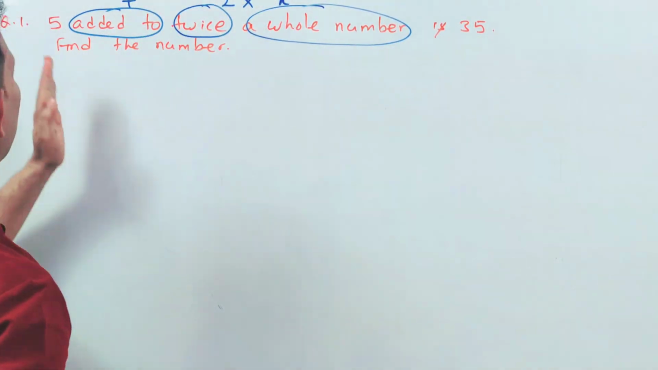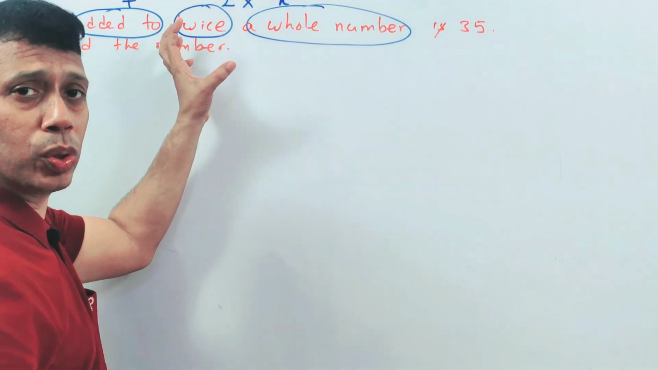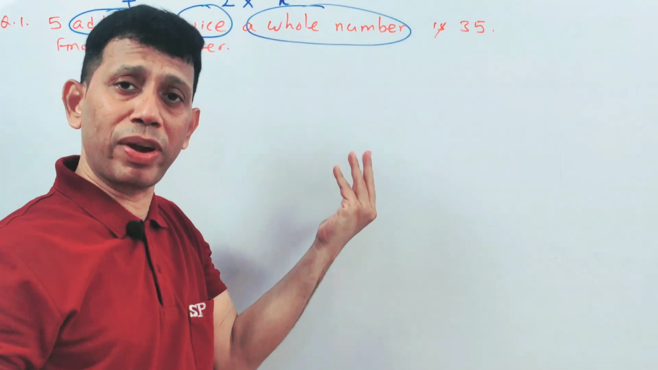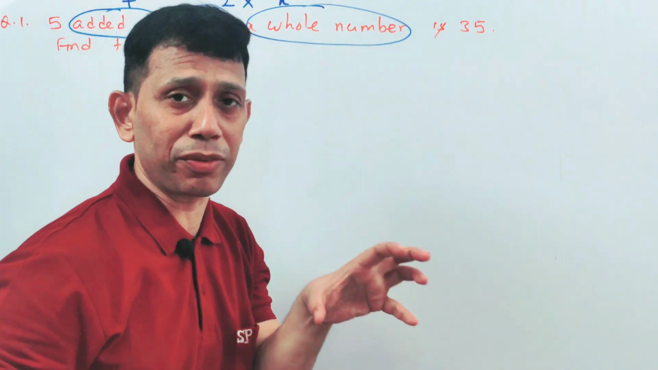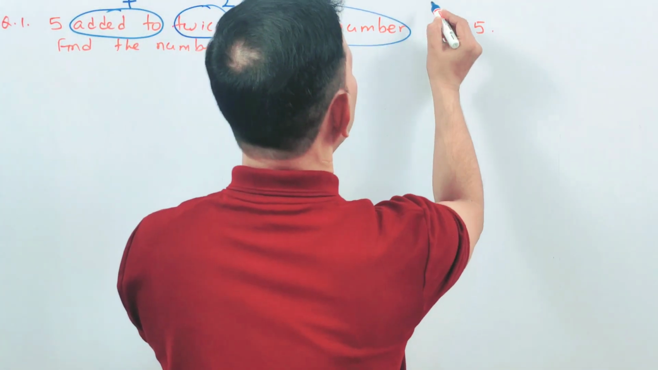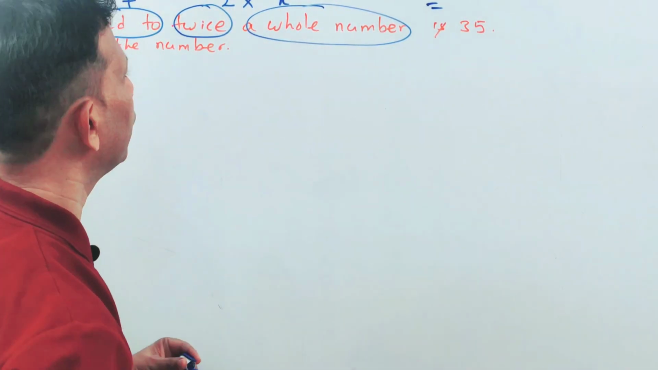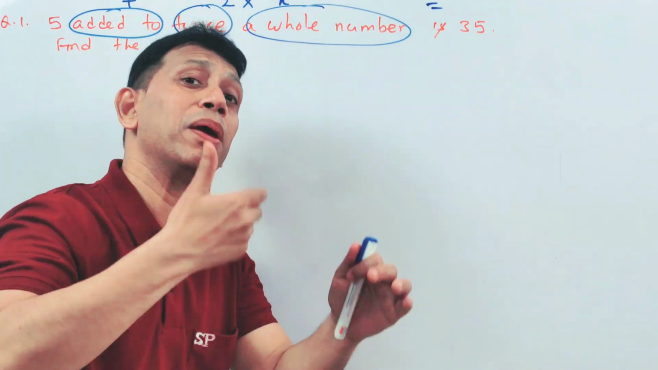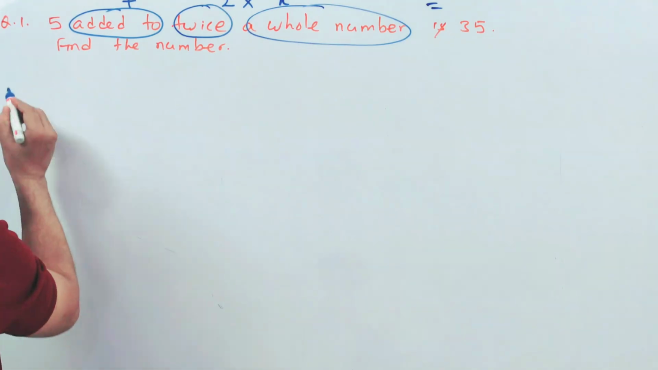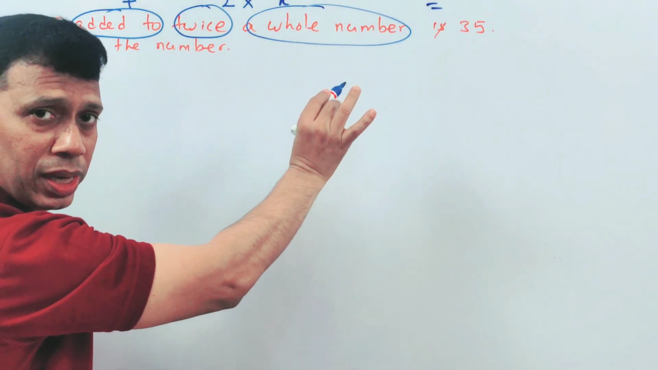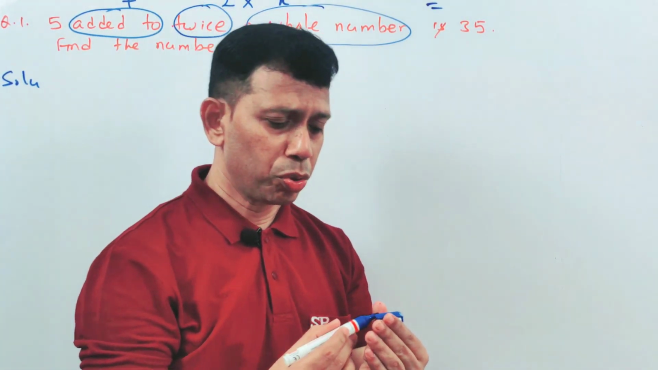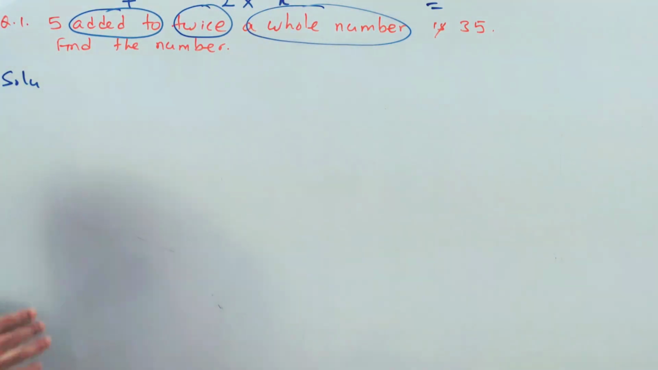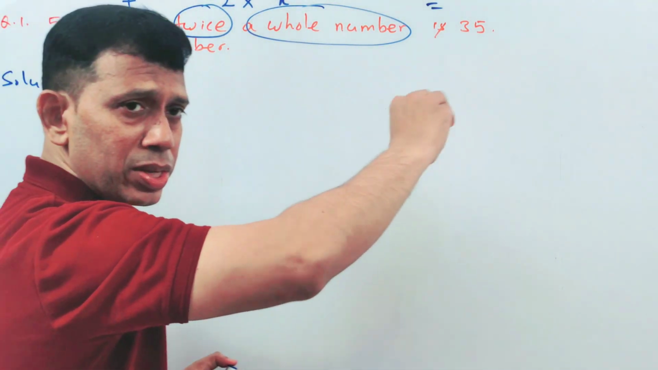Again I am reading this. 5 is added to twice the number, means twice of x or 2 times of x, is 35, right? Is means what? Is equal to, or the value is 35, isn't it? Now roughly we have got what may be the equation. So I will write here the solution. This is my rough work. Even you can do it in the question itself. You can take a pencil and write in the question itself.